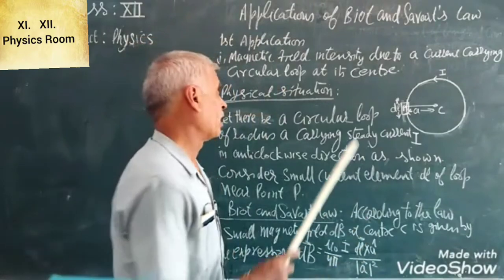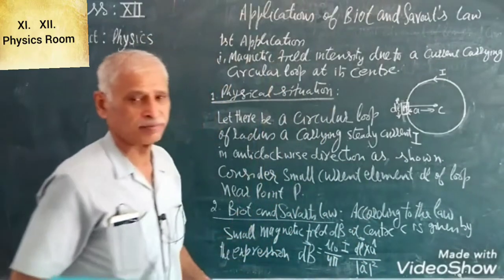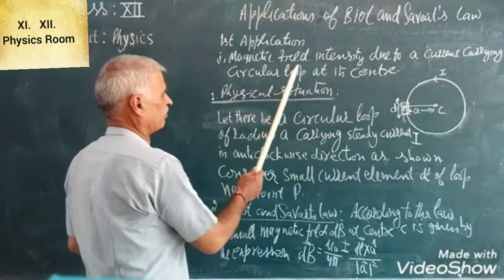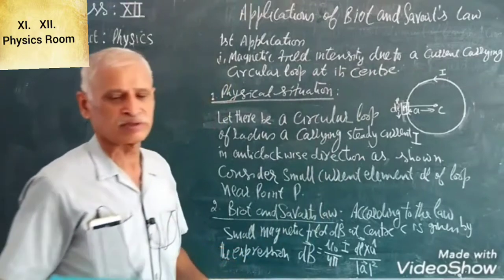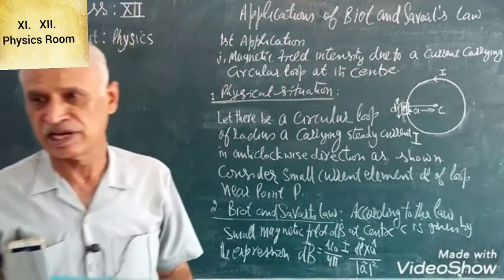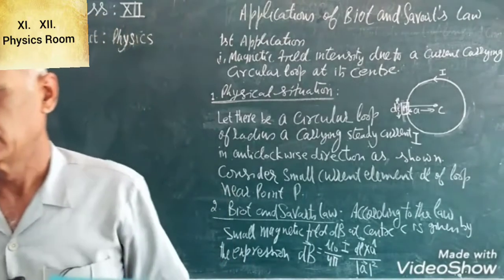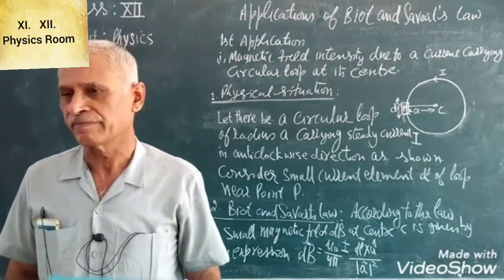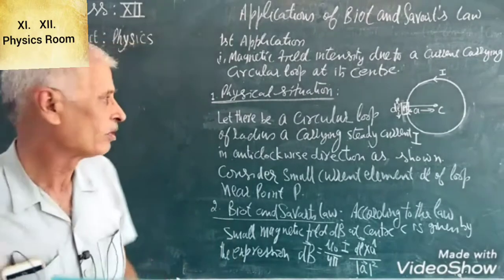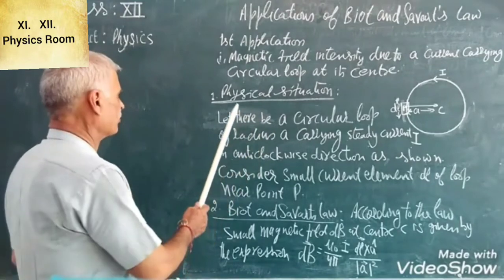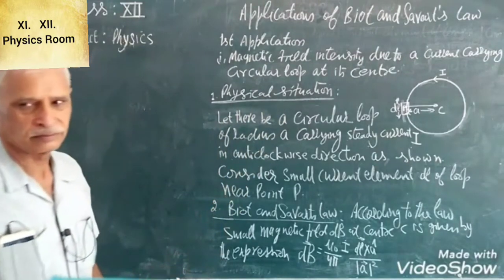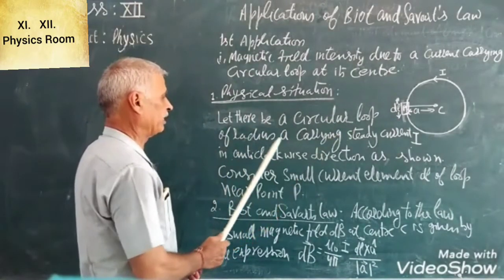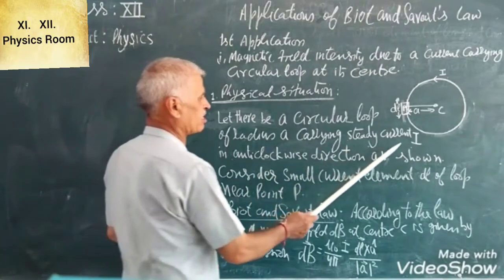Now we take up the first application of Biot and Savart's law, that is magnetic field intensity due to a current carrying circular loop at its center. So we have to find out magnetic field intensity due to a current carrying circular loop at its center using Biot and Savart's law. Now first we develop the physical situation. Let there be a circular loop of radius A carrying steady current I.